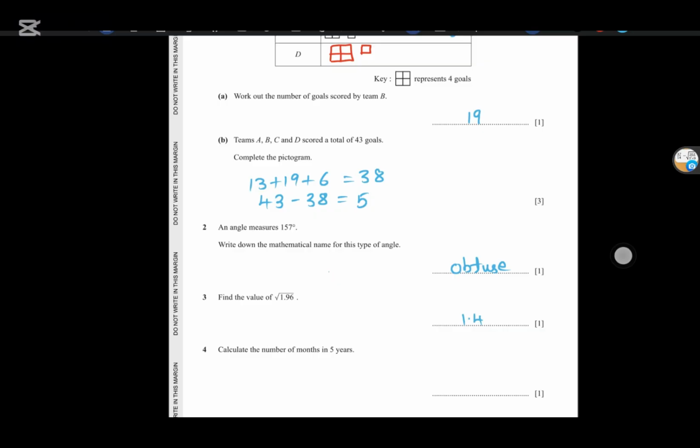Calculate the number of months in 5 years. Now we know that there are 12 months in 1 year. So in 5 years, how many months? 5 times 12 is 60. So 60 months is the answer.